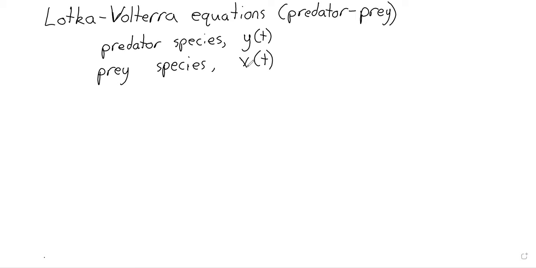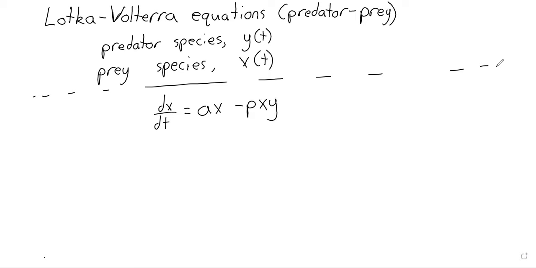And we're going to try to find a system of differential equations representing this situation. I'll put the first one on the board and then I'll talk about it. dx/dt equals ax minus pxy. So let me just briefly scribble that out. If we just had this, this would represent exponential growth.